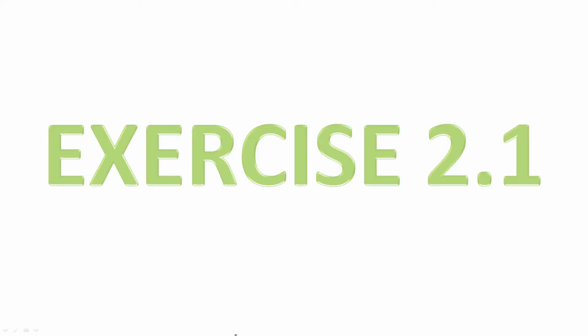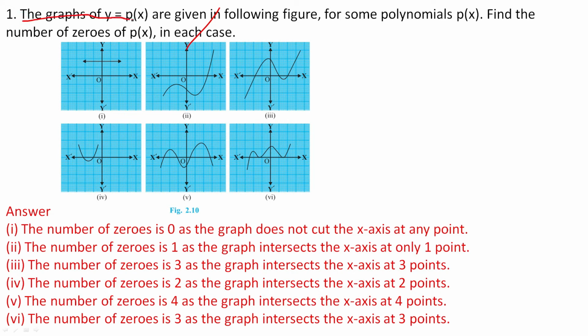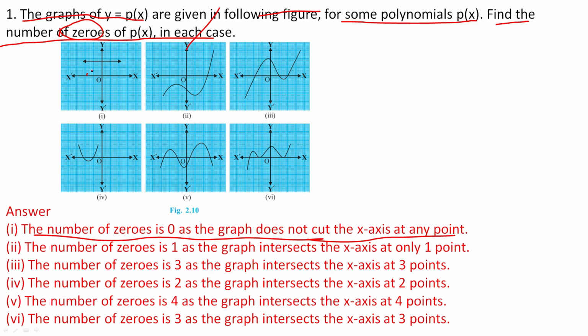Exercise 2.1. The graphs y is equal to p of x are given in the following figures for some polynomial p of x. Find the number of zeros of p of x in each case. Already I told you about the zeros of a polynomial: zeros are where the curve intersects the x-axis. Here the curve is not intersecting the x-axis, no cutting. So in the first case the number of zeros is 0, as the graph does not cut the x-axis at any point. There is a cut in the y-axis, but we should not consider that for this case.